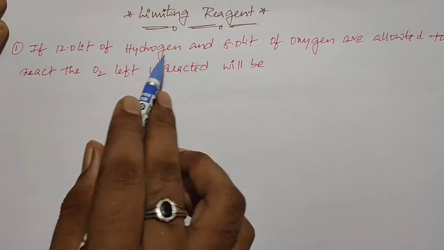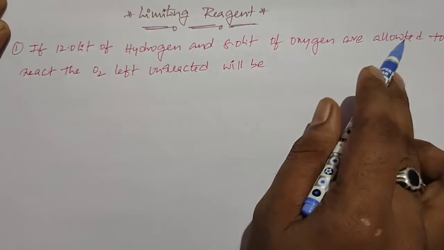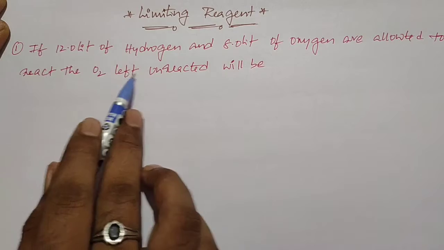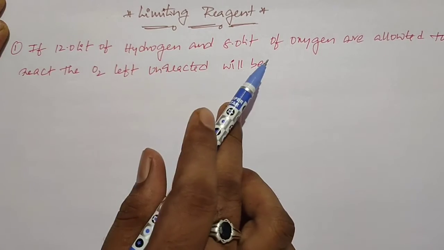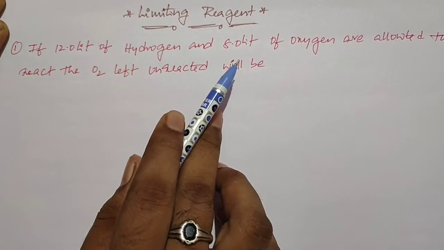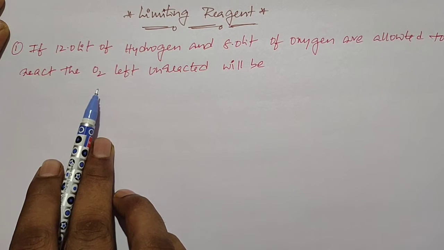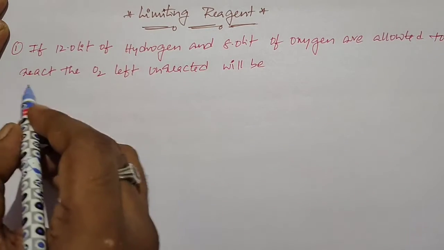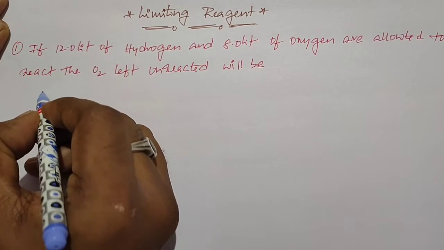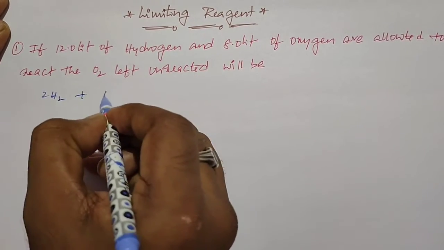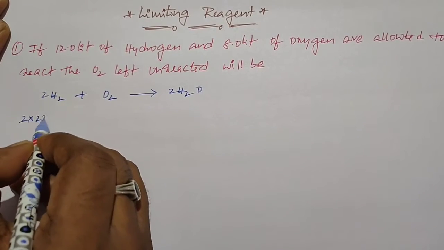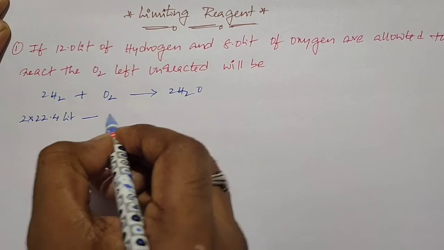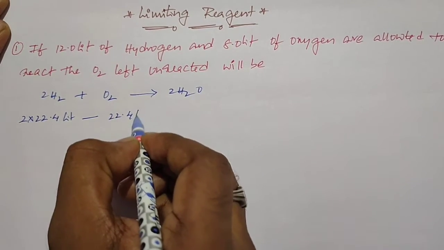If 12 liters of hydrogen and 8 liters of oxygen are allowed to react, the oxygen left unreacted will be? When you observe the question, they give the reaction between hydrogen and oxygen, and they give the volumes of hydrogen and oxygen, and they are asking about the volume of oxygen left unreacted. The reaction between hydrogen and oxygen is 2H2 plus O2 gives 2H2O. As per the reaction, 2 into 22.4 liters of hydrogen combine with 22.4 liters of oxygen.